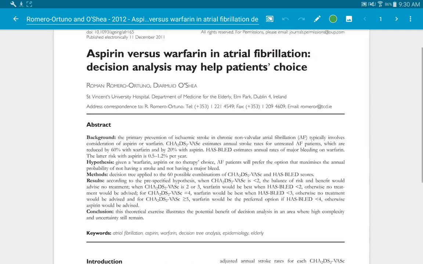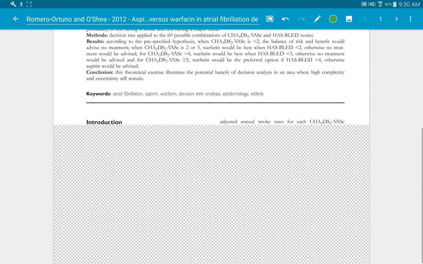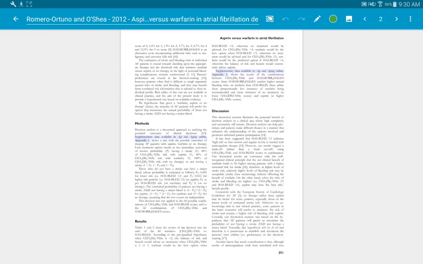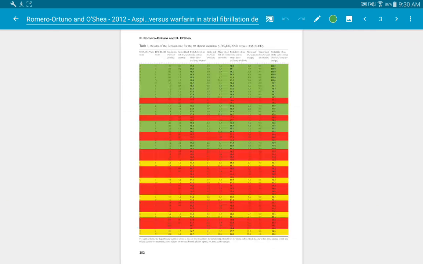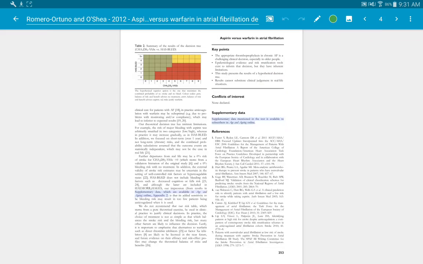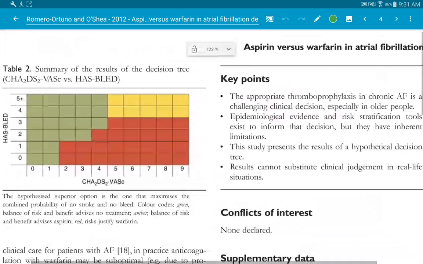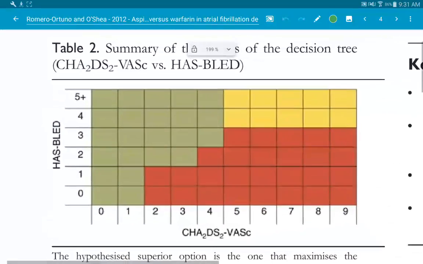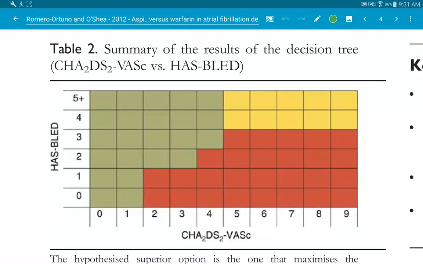Here is a paper that quite literally is exactly what we were just talking about. Aspirin versus warfarin in AFib, decision analysis may help patient choice. Okay? And then if I come on down here, of course they have the methodology and all this sort of stuff. And they've got even this really fancy table that is essentially what we just did. This big old giant table here with all these numbers. That's exactly what they were trying to calculate for every single category of patient. And then they summarize it very nicely into this little, in fact, I'll pull it up nice and big here. Here's the summary of their decision tree for this decision analysis.